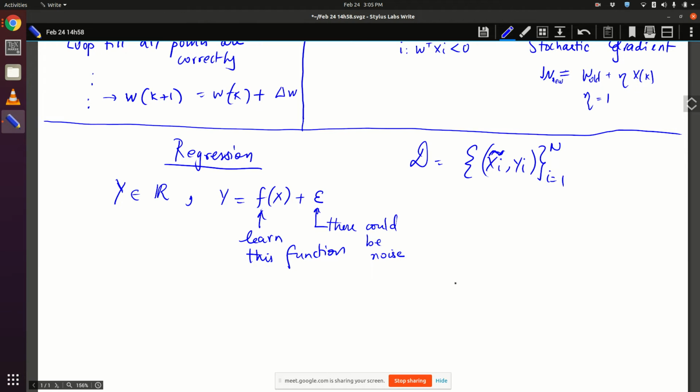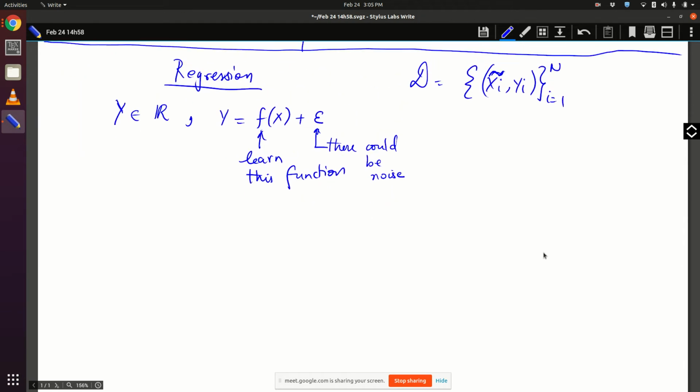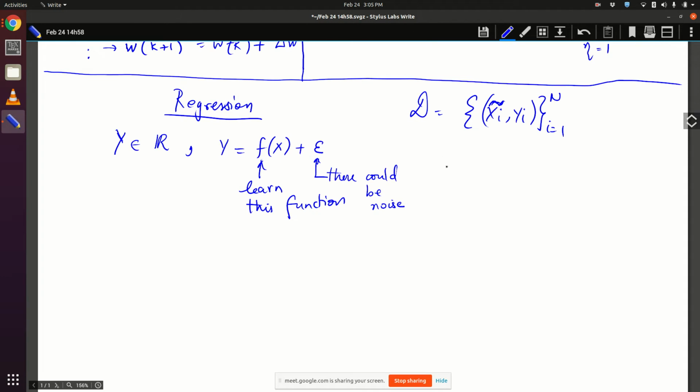Now there are many examples of regression. For example, the standard example that is given is of house price. You would like to learn the house price as a function of various features. The first feature x1 could be area, in square meters for example. x2 could be the number of bathrooms, and so on. Then there are many such features, perhaps x_d features are there.